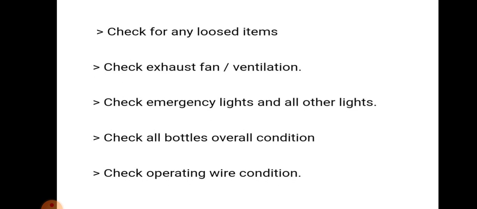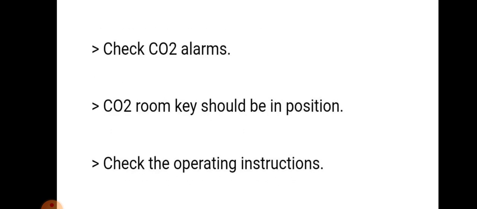Check operating wire condition. So, check for any loose item, check exhaust fan and ventilation, check emergency lights and all lights in the ship, check all bottles' overall condition, check operating wire condition. Then check the CO2 alarm. The CO2 room key should be in position. Check the operating instruction.